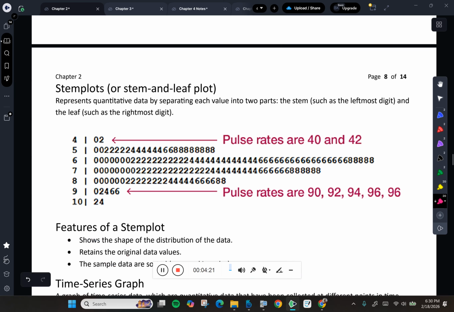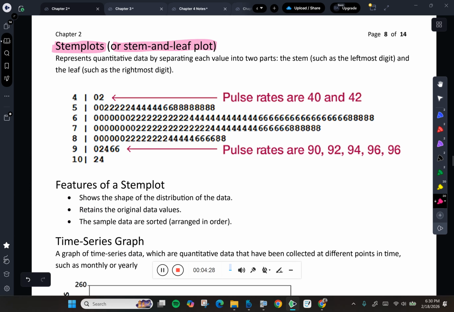All right, stem and leaf plots. Some people call them stem plots. Some people call them stem and leaf plots. I've seen both. I personally prefer stem and leaf, but I understand both. This is that exact same data, the pulse rates for the males. But this time we're using a different type of plot where we're doing it horizontally, where these numbers over here are referred to as the stems. And then these numbers over here on the right, these are referred to as the leaves.